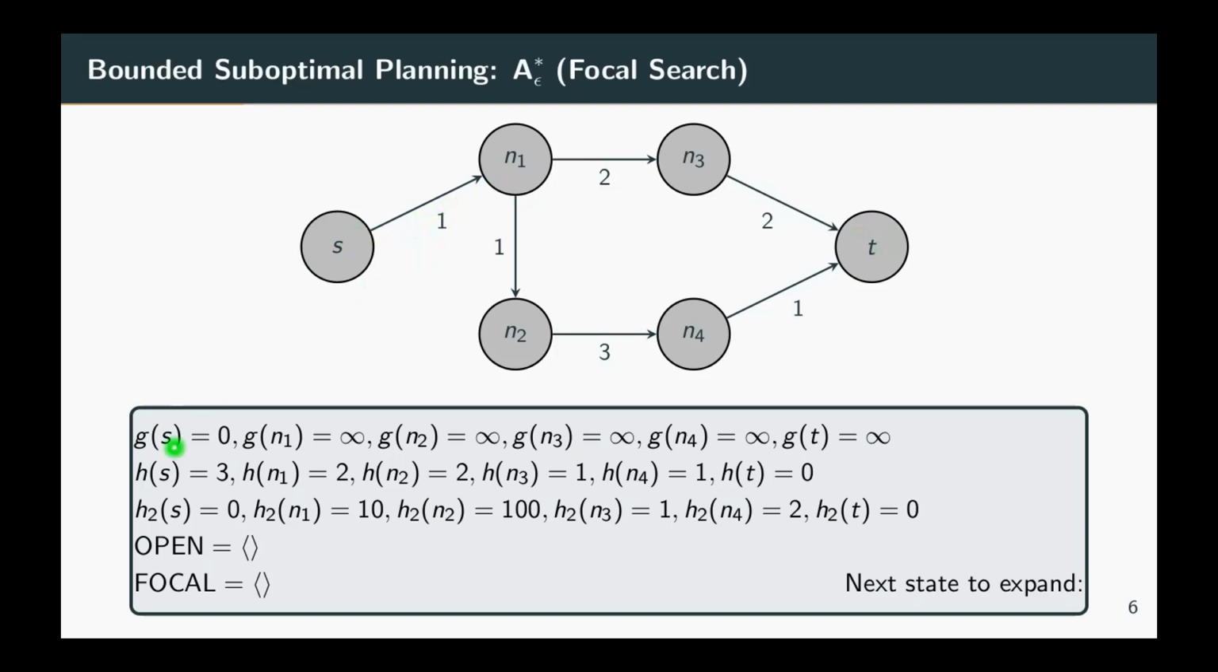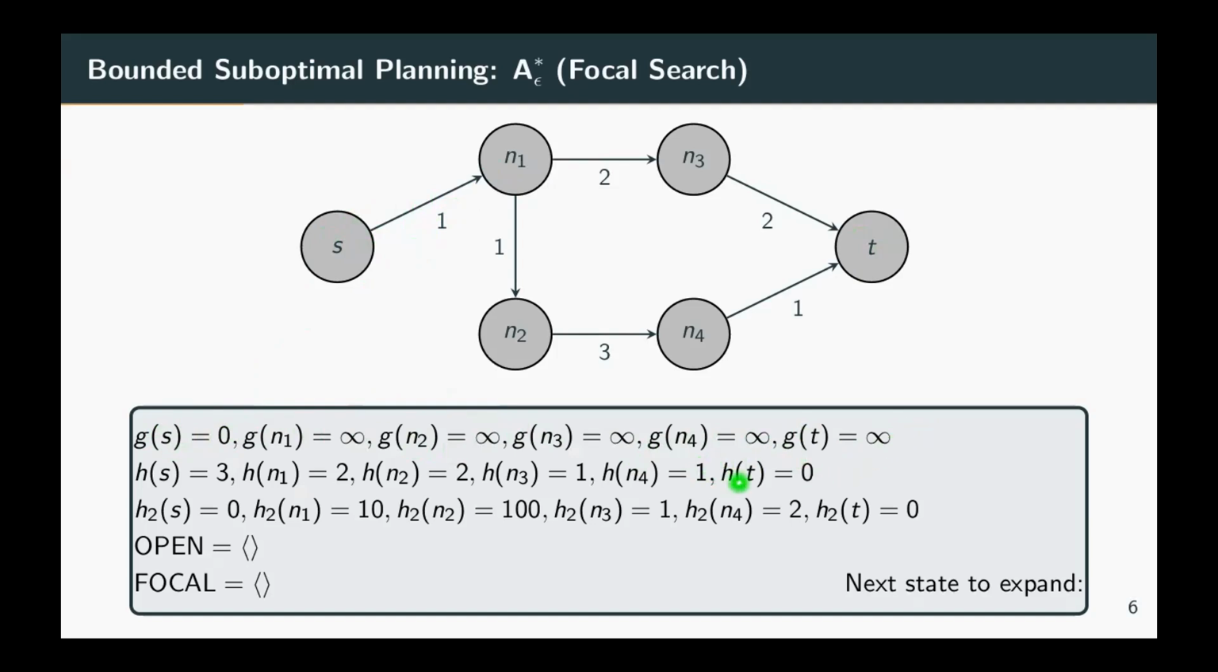And then we start exactly like in A star, so we have to keep track of our G values and of our H values. So the G values at the very beginning for the start node will be just 0, and for all the other nodes, it will be infinite. And the heuristic is here just arbitrary.